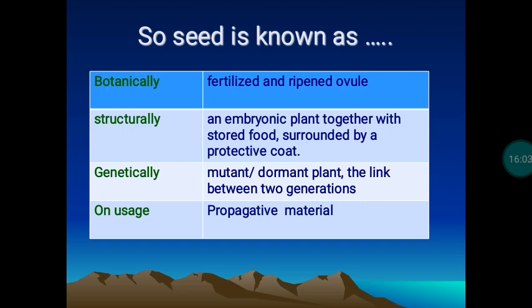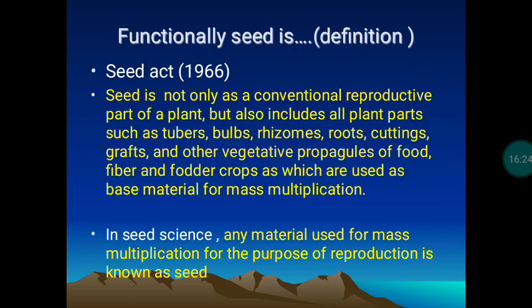So these are all the definitions given by the scientific community. Now, what about the farmers? When they try to give a definition for seeds, simply they say it's a propagating material, for further crop production. So from the farmer's point of view, the seed is defined as a propagative material.